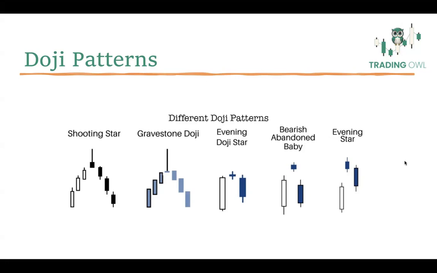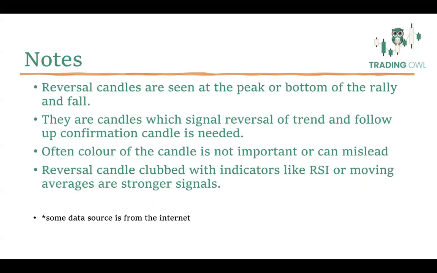So this clearly helps to demarcate and identify reversal candles. These criteria remain the same. Reversal candles are seen at the peak or bottom of the rally or the fall. They are candles which signal a reversal of trend, and a follow-up confirmation candle is needed. Often the color of the candle is not important or can mislead. So just look at where it is placed more than the color.